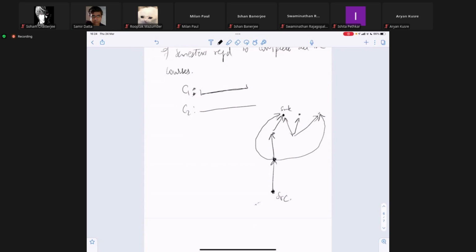Sir, could you repeat the claim once again? The claim is you look at all the paths in this graph. Correct? There are lots of paths, but look at all the paths. Take the longest path in this graph. Okay. So the number of vertices in that path is the minimum number of courses, the time you need to spend to complete all the courses.